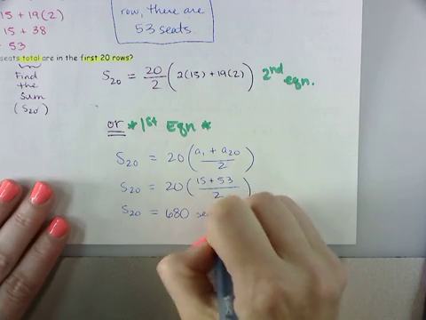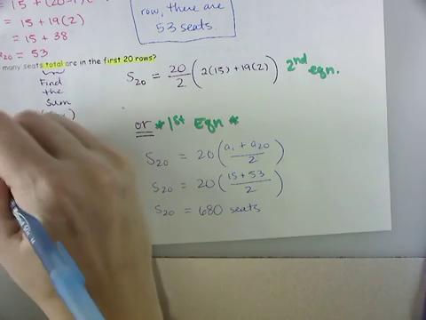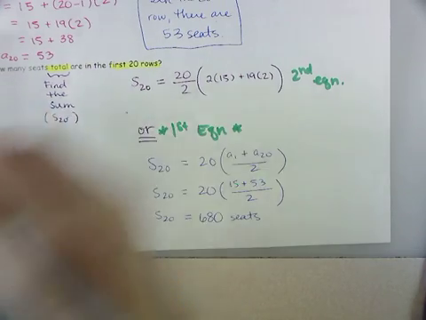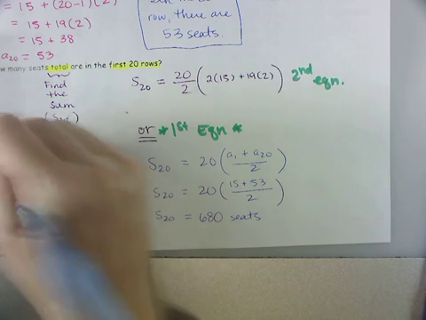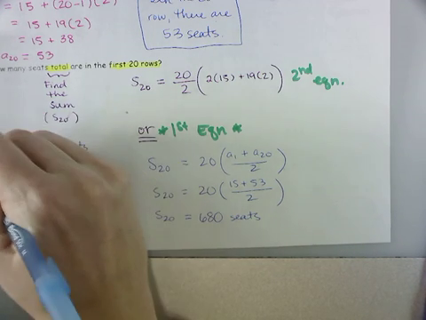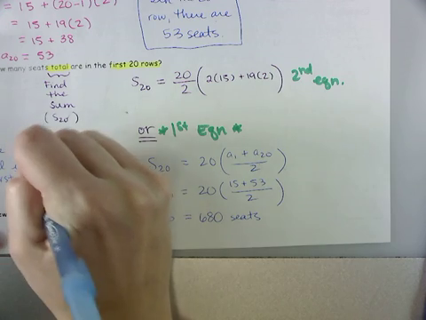Okay, so there are 680 seats total in the first 20 rows.